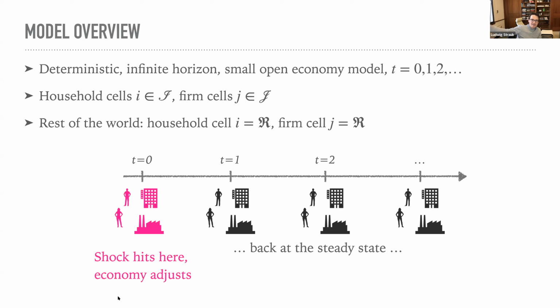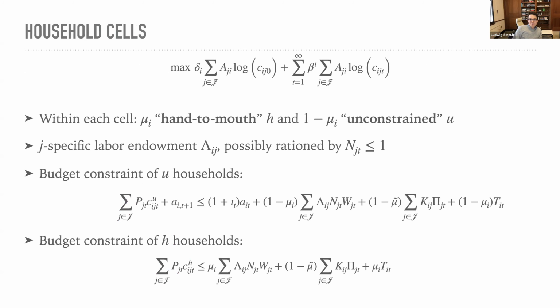And this is a trick that I've used in previous work, that David has used in previous work, that makes these sorts of things very tractable and contained to just one period to get most of the intuition in a tractable set. Now, within household cells, we have a continuum of households in this model, a fraction of which are going to be hand-to-mouth.